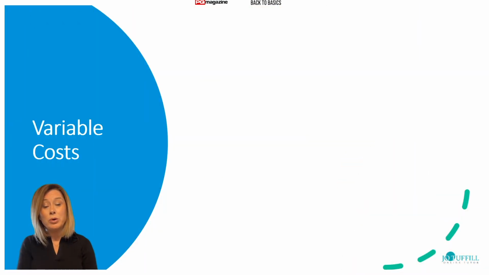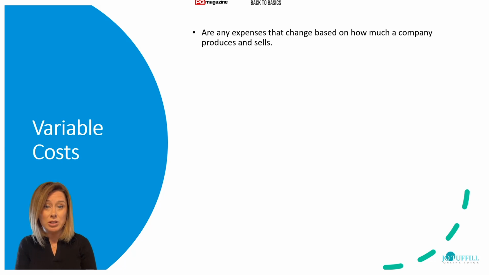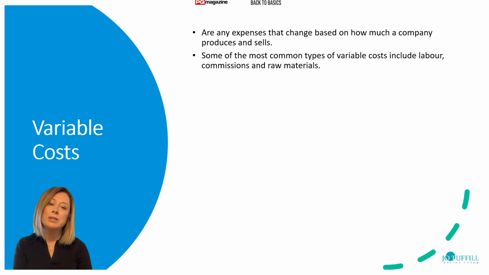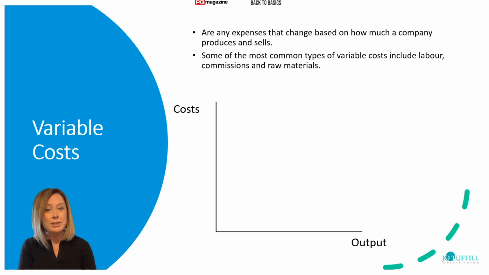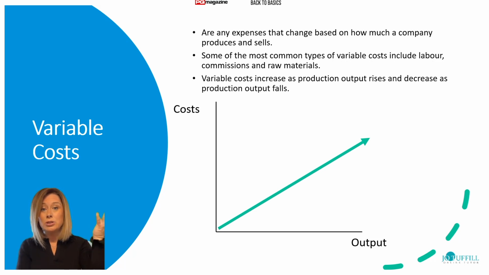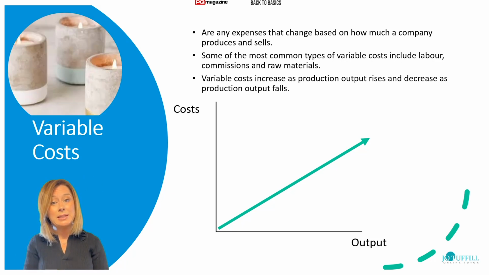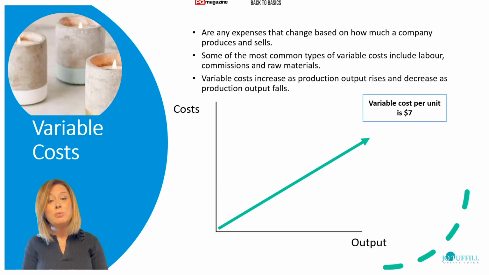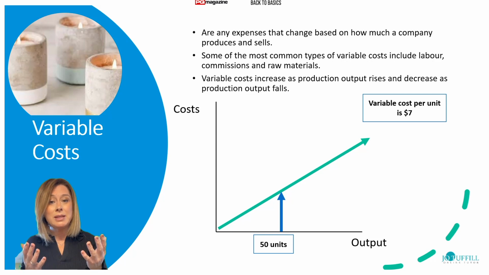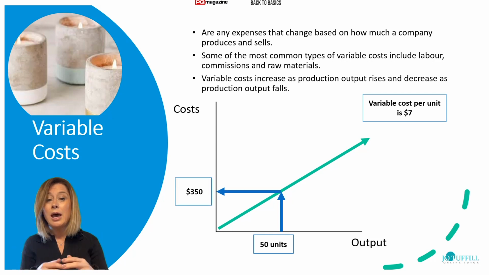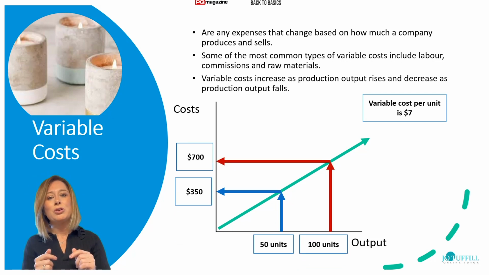Now, firstly, variable costs are any expense that changes as you produce more or sell. The main types are raw materials and labour. So if we were to graph it, as output increases, so do total variable costs. Now let's suppose our company makes candles and the variable cost per unit is $7. Now, if you make 50 units, 50 times 7 is going to be $350. And if you make 100 units, 100 times 7 is going to be $700. So as output goes up, so do costs.